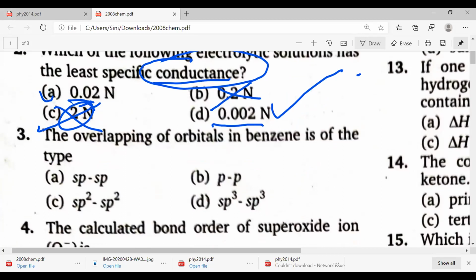The overlapping of orbitals in benzene is of which type? Option C, sp2-sp2, correct. Hybridization. How many of you don't know hybridization? Let me know now itself. How many of you don't know or forgot hybridization? Let me know now itself. How to know sp2 or how to find out sp? How many of you don't know?